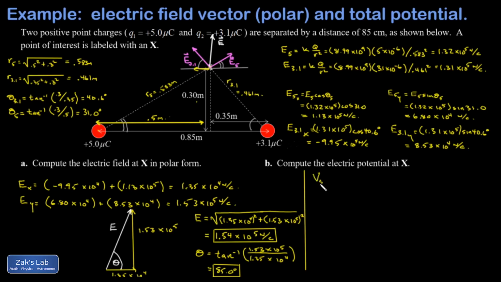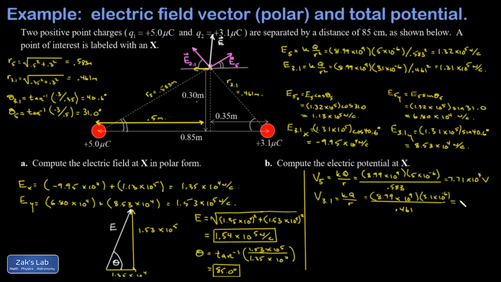I'll start with the contribution from the 5 micro-Coulomb charge. Potential is kq over r. And I get 7.71 times 10 to the 4th volts. Then I look at the contribution from the smaller charge. And I get 6.05 times 10 to the 4th volts. All I have to do to find the total is add up those two scalars. And I get 1.38 times 10 to the 5th volts.